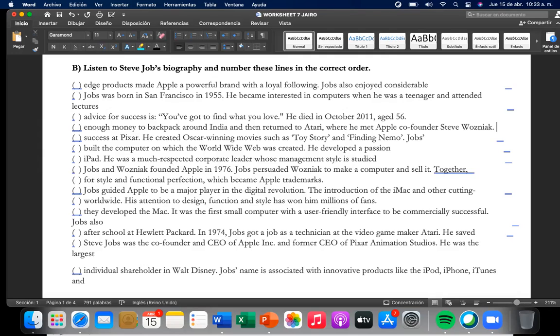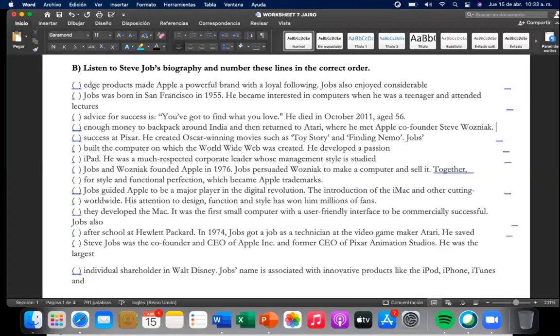Okay. Jobs and Wozniak founded Apple in 1976. Jobs persuaded Wozniak to make a computer and sell it together. And they sadly developed the Mac. It was the first small computer with a user-friendly interface to be commercially successful. Jobs also built the computer on which the World Wide Web was created.